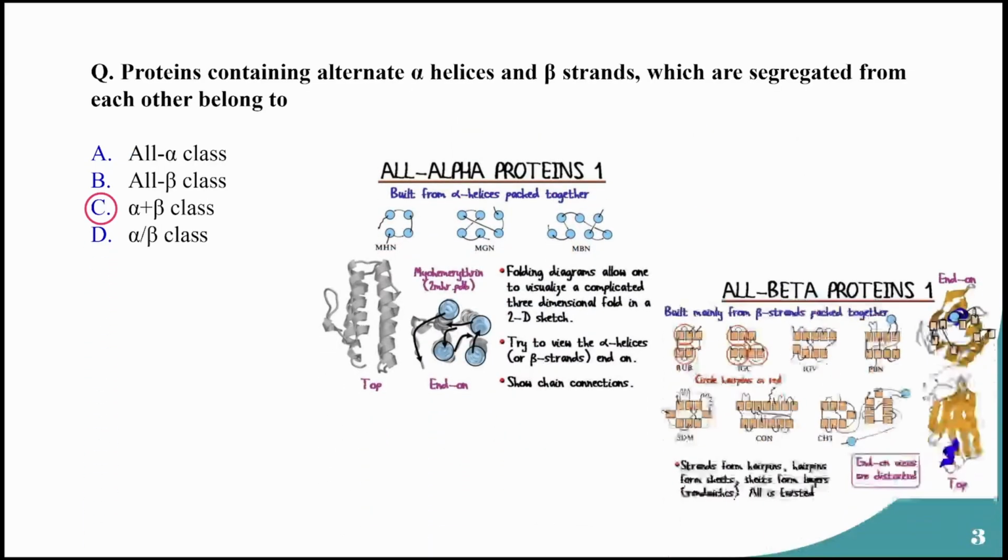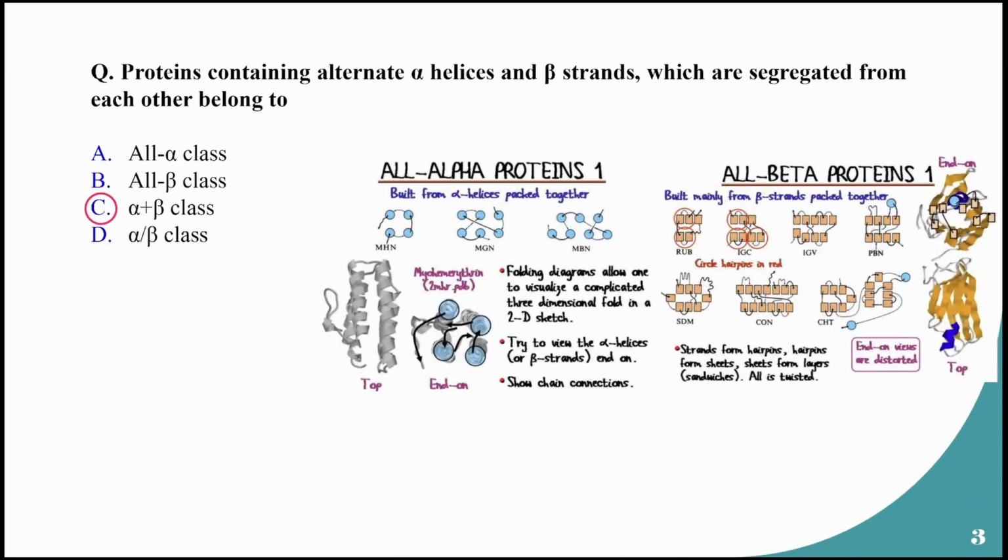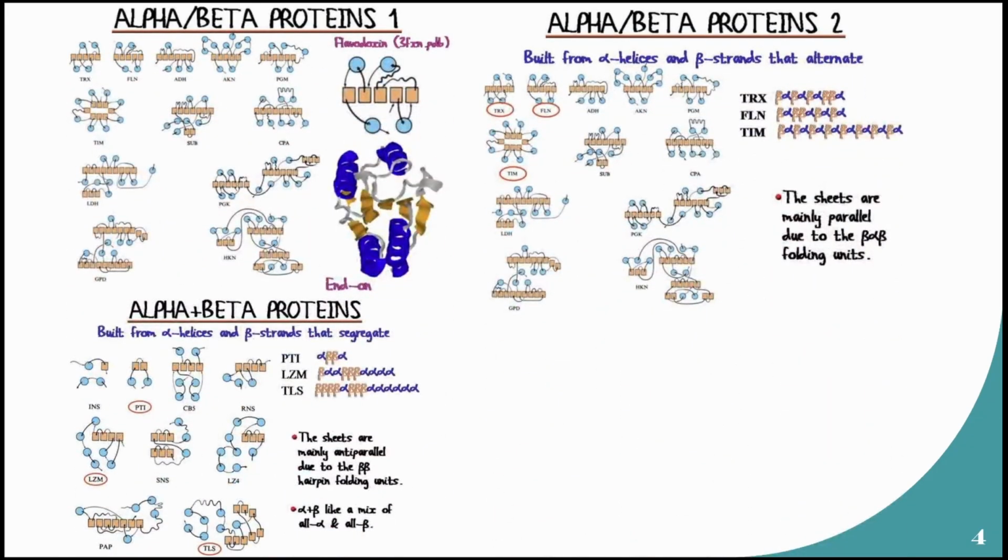We went over briefly the classification of proteins based on the structural prominence of what type of secondary structure we have. For example, all alpha type of proteins will mostly be dominant in alpha helices. All beta type of proteins will be dominant in beta strands, right? And then we also looked at alpha by beta and alpha plus beta type of structures, where your alpha by beta or alpha slash beta proteins will not have segregation.